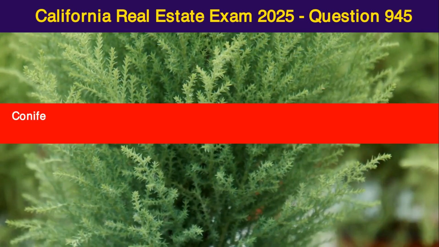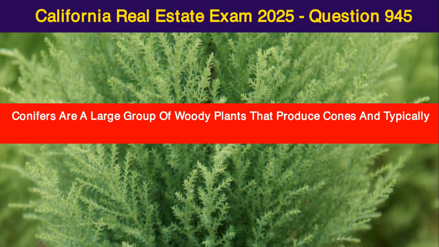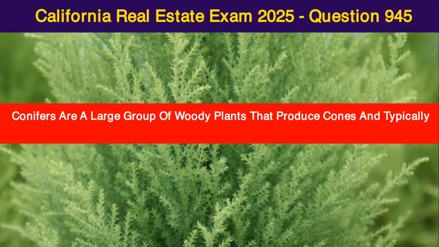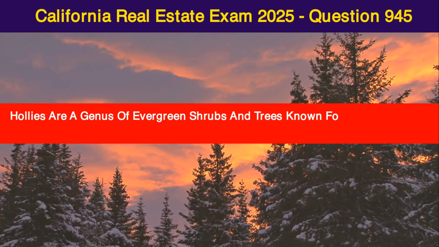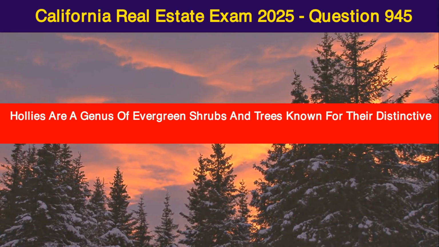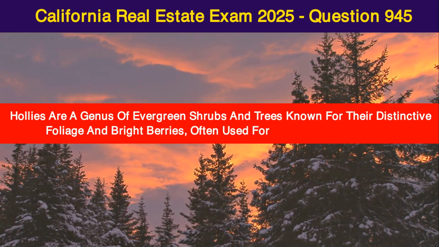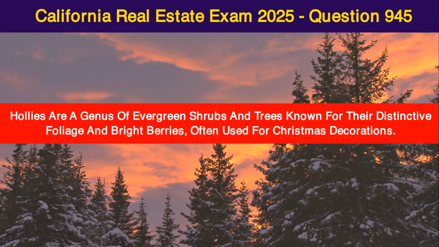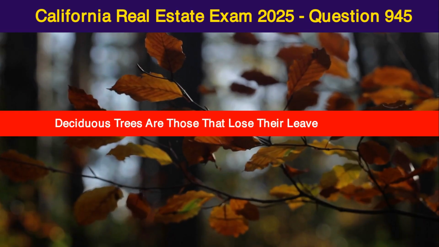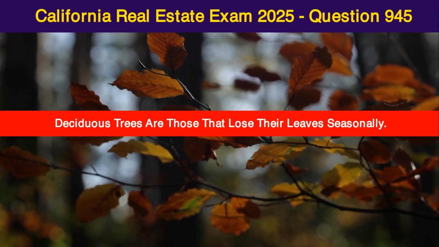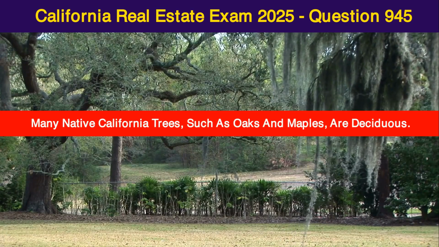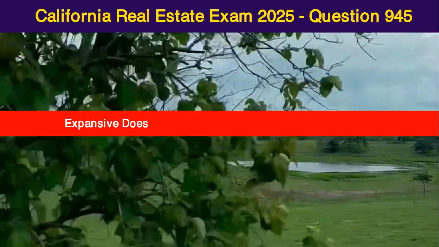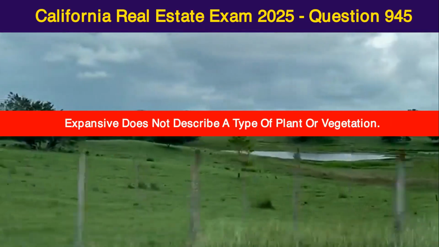Expansive. Conifers are a large group of woody plants that produce cones and typically have needle-like or scale-like leaves. Hollies are a genus of evergreen shrubs and trees known for their distinctive foliage and bright berries, often used for Christmas decorations. Deciduous trees are those that lose their leaves seasonally. Many native California trees, such as oaks and maples, are deciduous. Expansive does not describe a type of plant or vegetation.